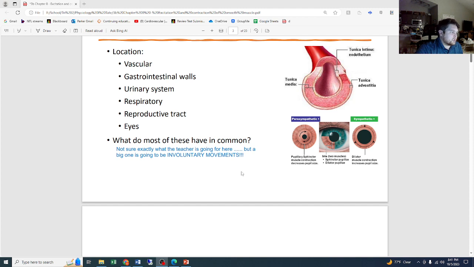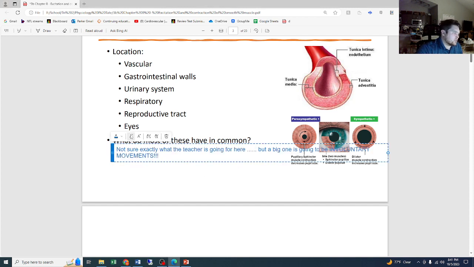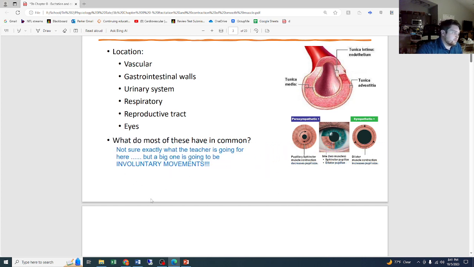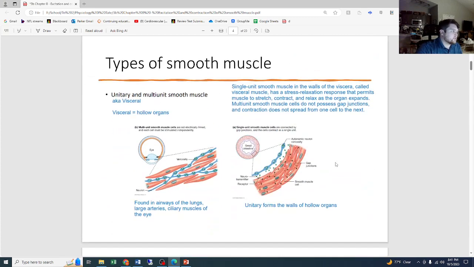Now, talking about what do most of these have in common, the big one, again, it depends on what your teacher wants to really highlight in there, but the big one is always going to be that these are all involuntary movements. These are all involuntary muscles, meaning that we do not have conscious control over their movement. We can't really control the dilation or the constriction of our eyes. We can't control our GI tract. We can't control our blood vessels like we can skeletal muscles.